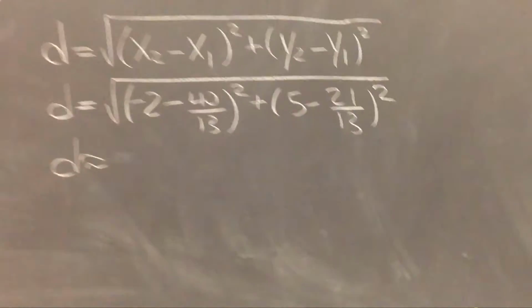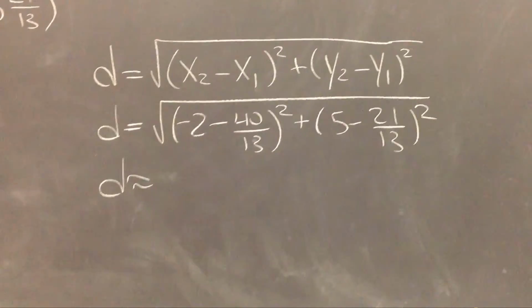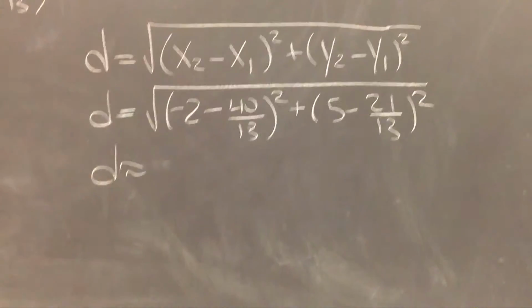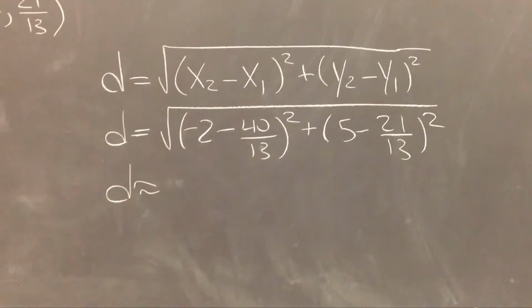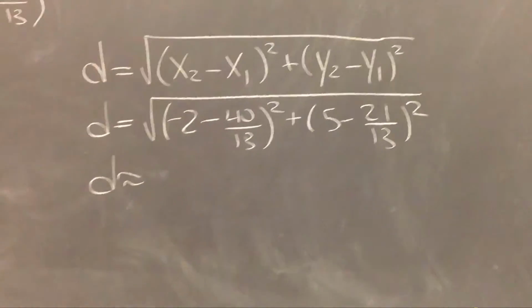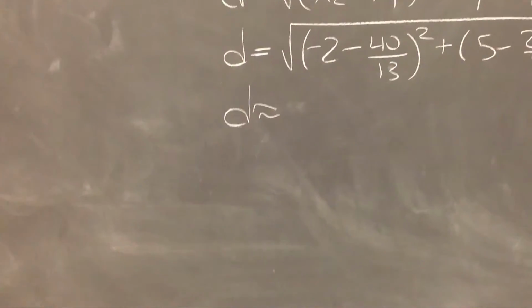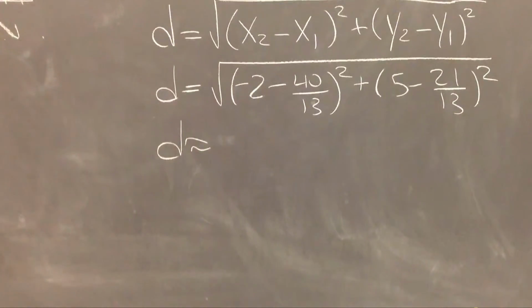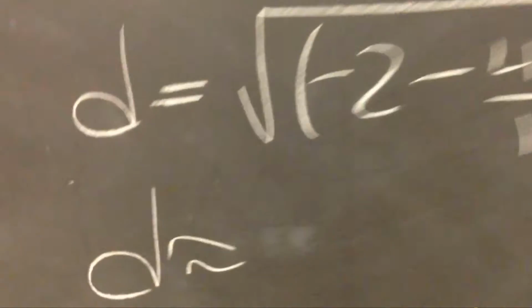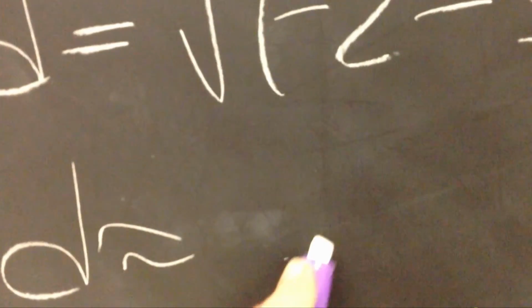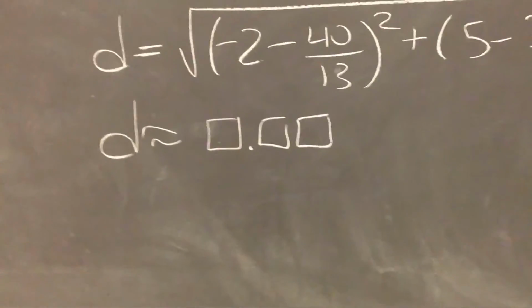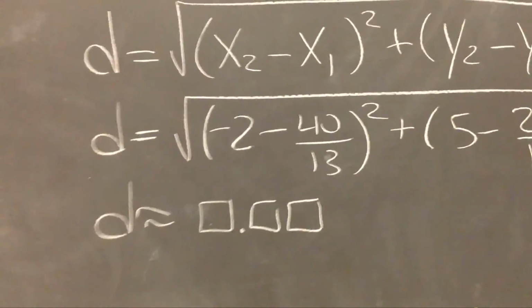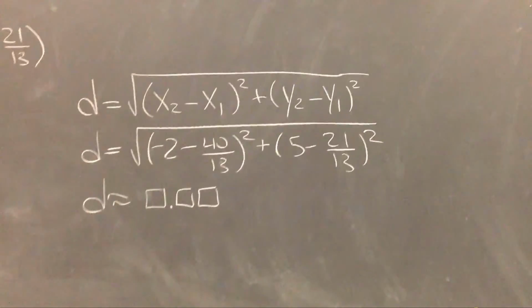Now if you can get this far, I'm going to let you use your calculator for the rest. So I'm going to show you how to do that next. It's pretty easy to just type that into our calculator and we'll get the approximate distance. I want the distance to the nearest hundredth. That's 2 spaces after the decimal. Okay, let me show you now how to plug that in your calculator and get the answer.